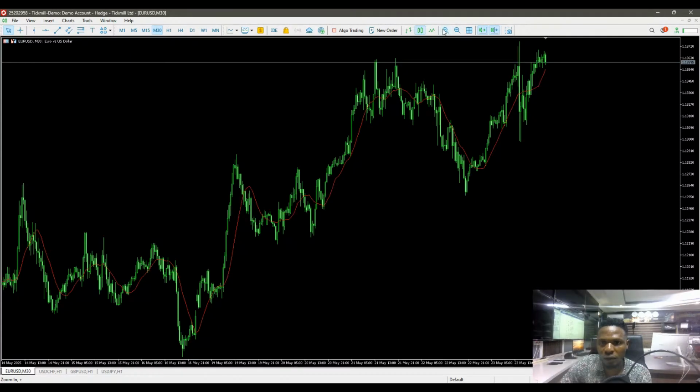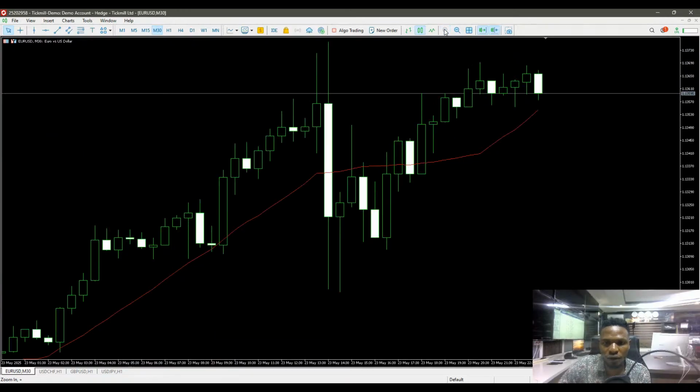I'm zooming out and I'm zooming in. Now, like this, look at this now. Look at this candle. Or let me use this one. I'll use this. I think this will be better.